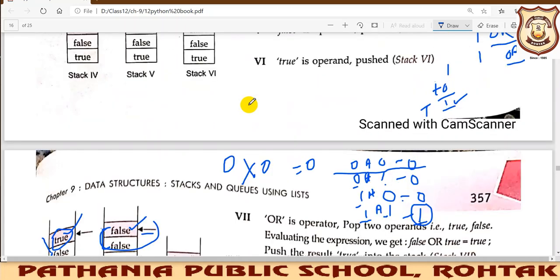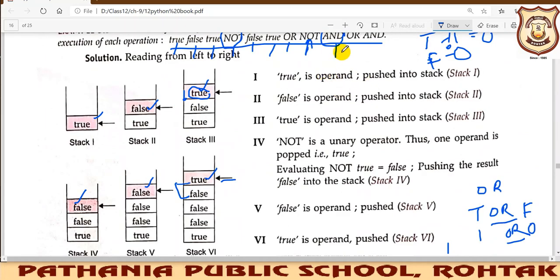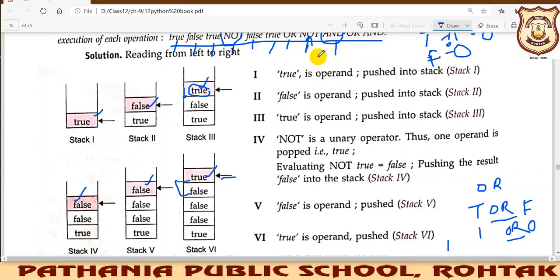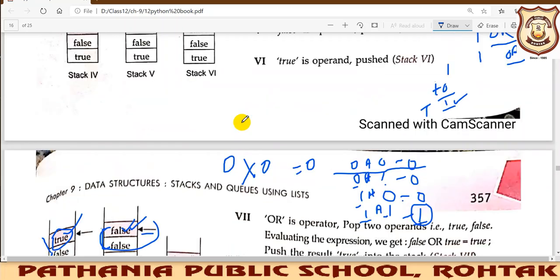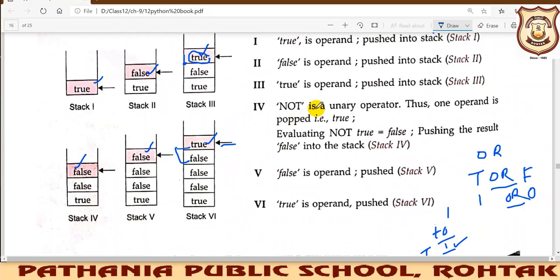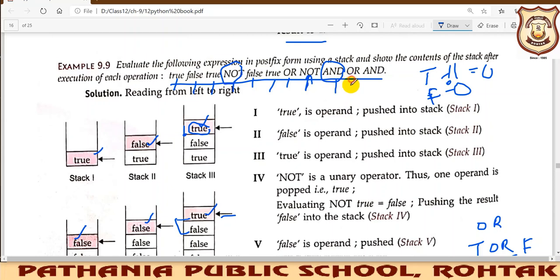Fine it is. Next is, sorry, 1 minute. What we were supposed to do? We were supposed to apply AND. So where we are trying to apply AND? Here we have applied AND, I think. True and false, it will give you false. So we have put false here. So next what we are trying to do? We are trying to apply OR now.